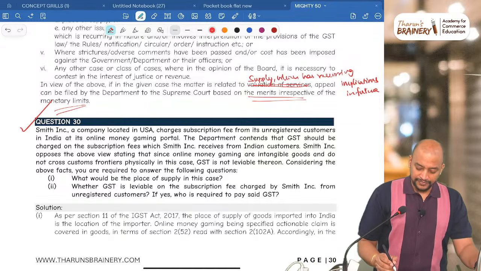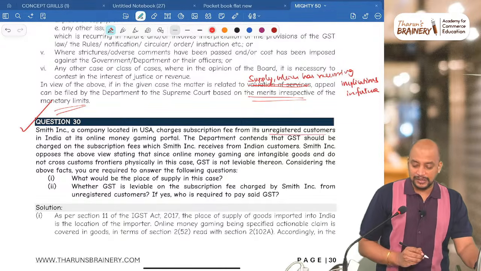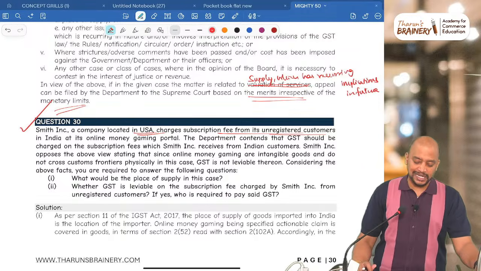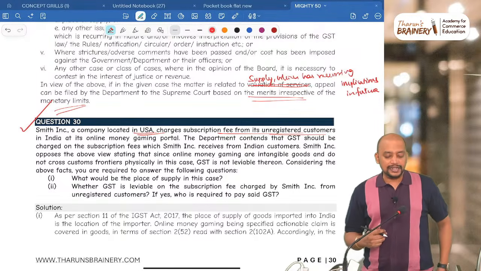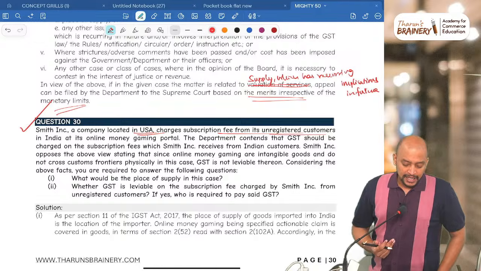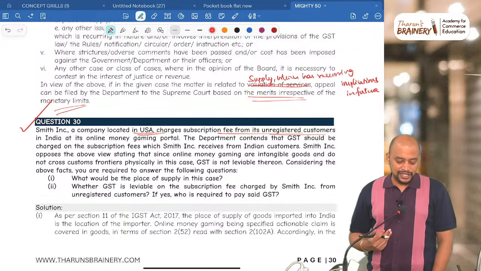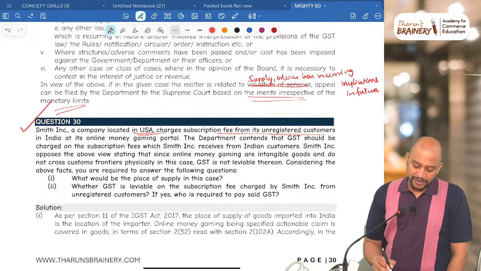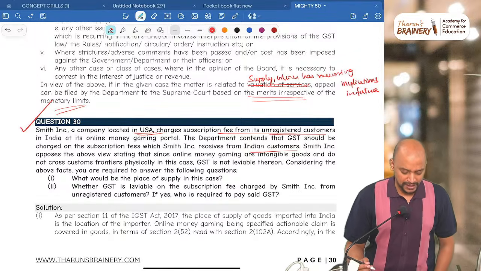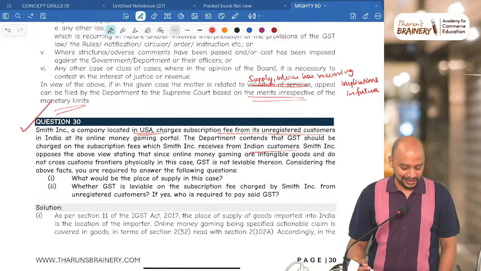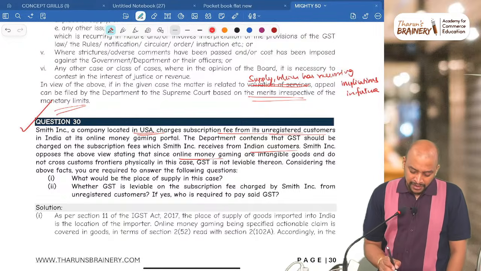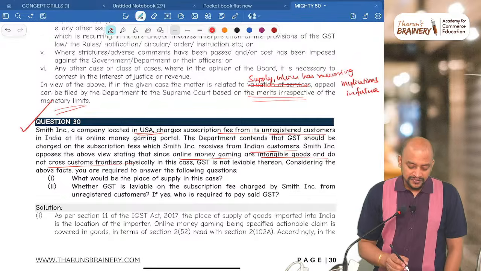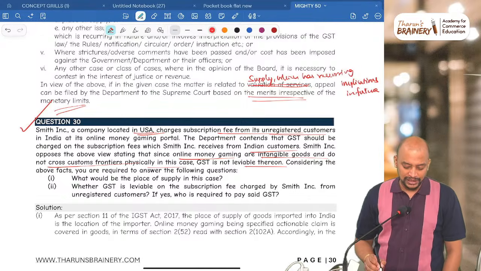So from its unregistered customers in India. Smith Incorporation, a company in USA, charges subscription fee from its unregistered customers in India at its online money gaming portal. The department contends that GST should be charged on the subscription fees which Smith Incorporation received from Indian customers. Smith Incorporation opposes the view, stating that since online money gaming are intangible goods and do not cross the customs frontiers physically, in this case GST is not leviable thereon.